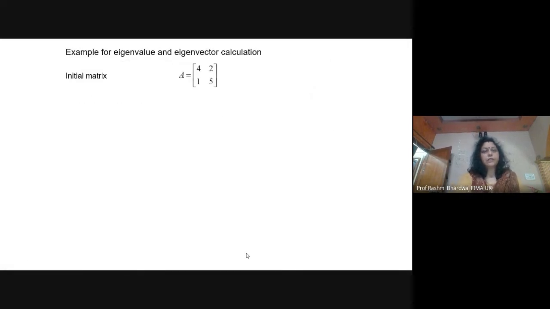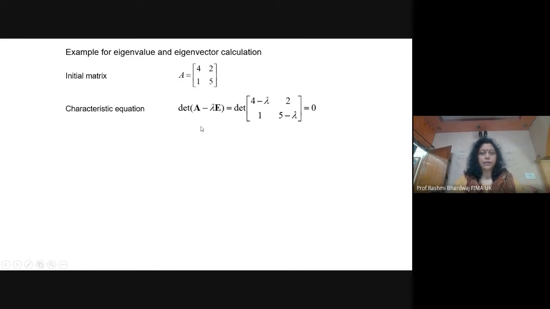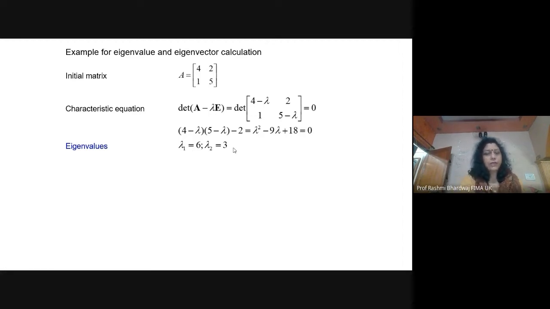Now we come to a simple matrix. Suppose we have the matrix 4 2 1 5. Now we have to find the eigenvalues. It is 4 minus lambda, 2, 1, and 5 minus lambda, and we solve (4 minus lambda)(5 minus lambda) minus 2. This is the characteristic equation, and when solving it, we get the eigenvalues 6 and 3. So the diagonal matrix is 6 0, 0 3.